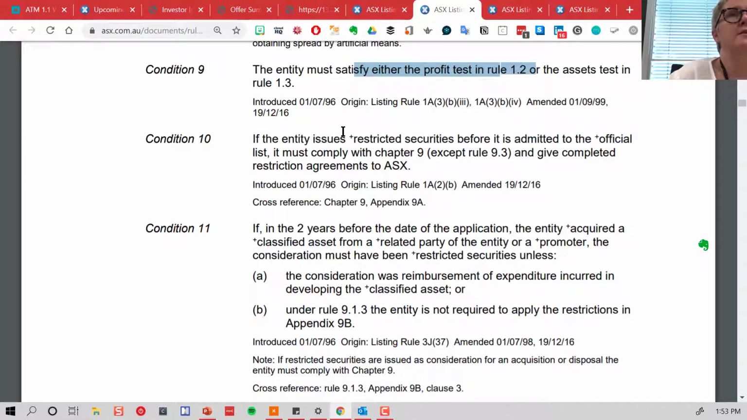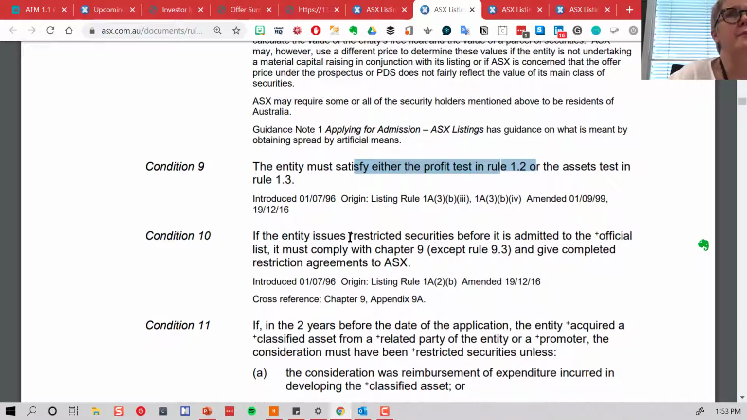Okay, you might have noticed the word escrow above, and then we've got this word here, restricted securities. So if the entity issues restricted securities before it's admitted to the official list, it needs to do the things that are said in Chapter 9 and give completed restriction agreements to ASX. So that is not at all obvious what that means just by looking at it. So a restricted security is a security that Chapter 9 of the Listing Rules says is the kind of security that you shouldn't trade.